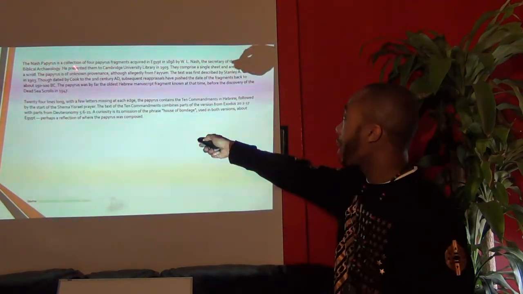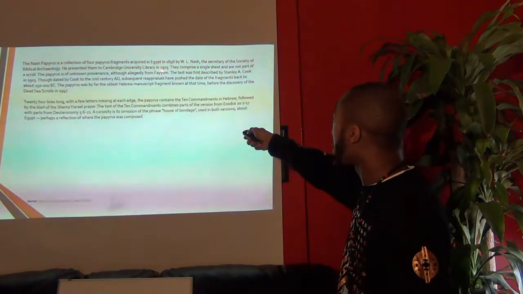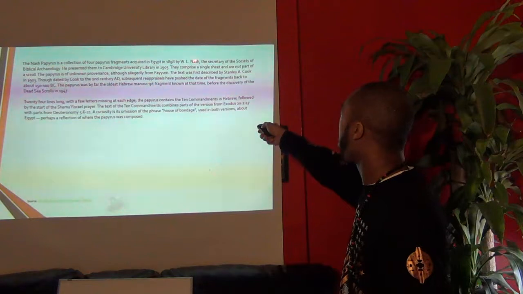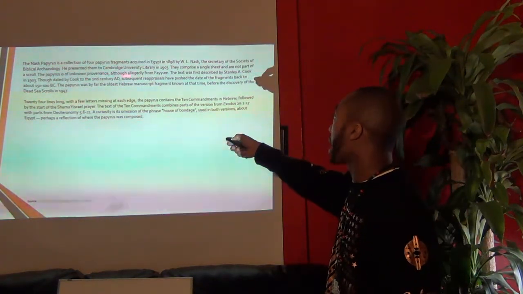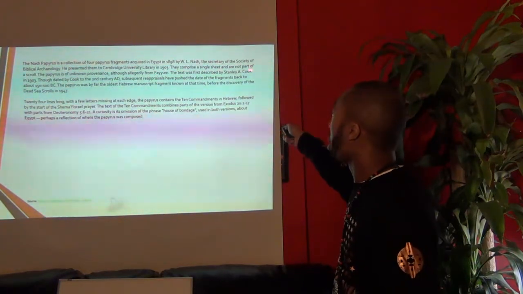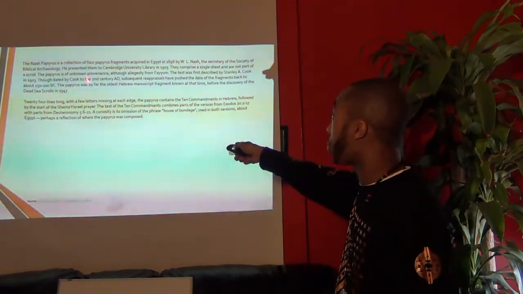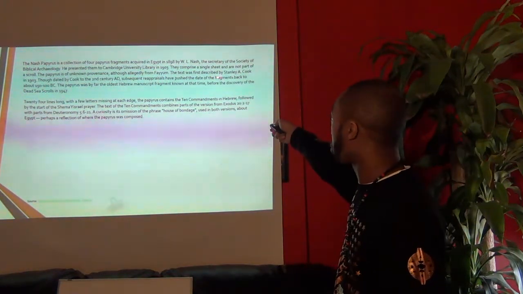The Nash Papyrus is a collection of 4 papyrus fragments acquired in Egypt in 1898 by W.L. Nash, the Secretary of the Society of Biblical Archaeology. He presented them to Cambridge University Library in 1903. They comprise a single sheet and are not part of a scroll. The papyrus is of unknown provenance, although allegedly from Fayum. The text was first described by Stanley A.